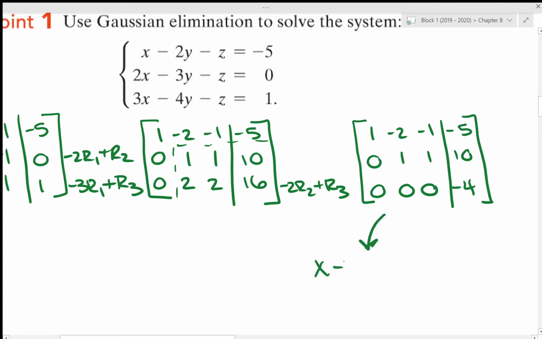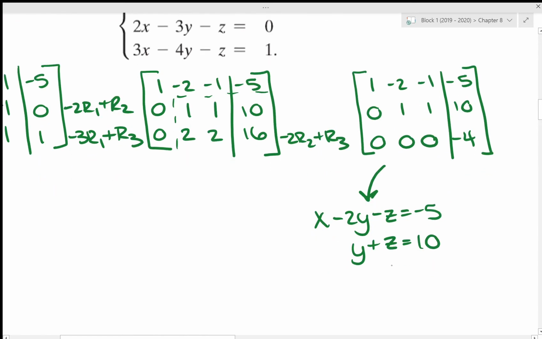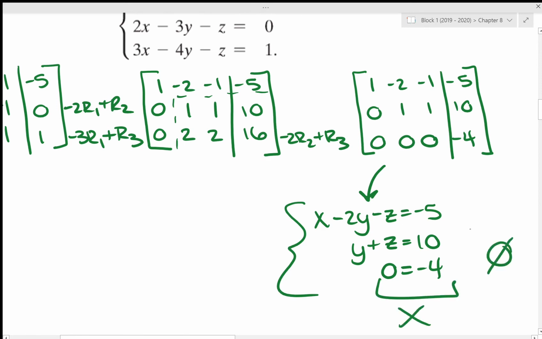So now I'm going to write it as a system. And then I get y plus z equals 10. And then 0 equals -4. This part is false, therefore my answer is no solution.